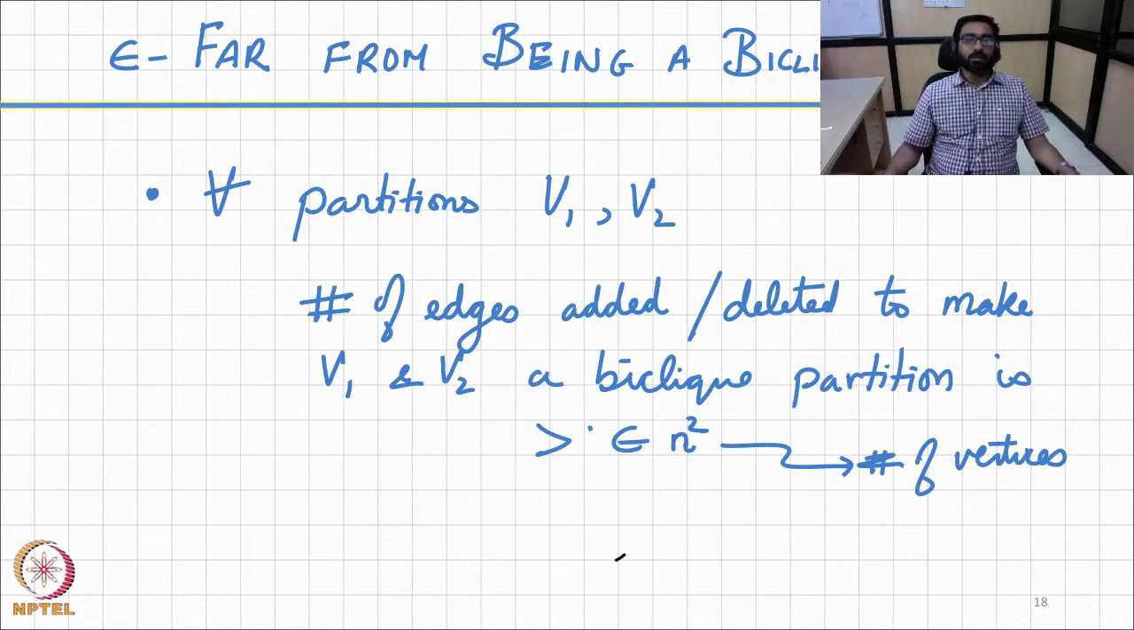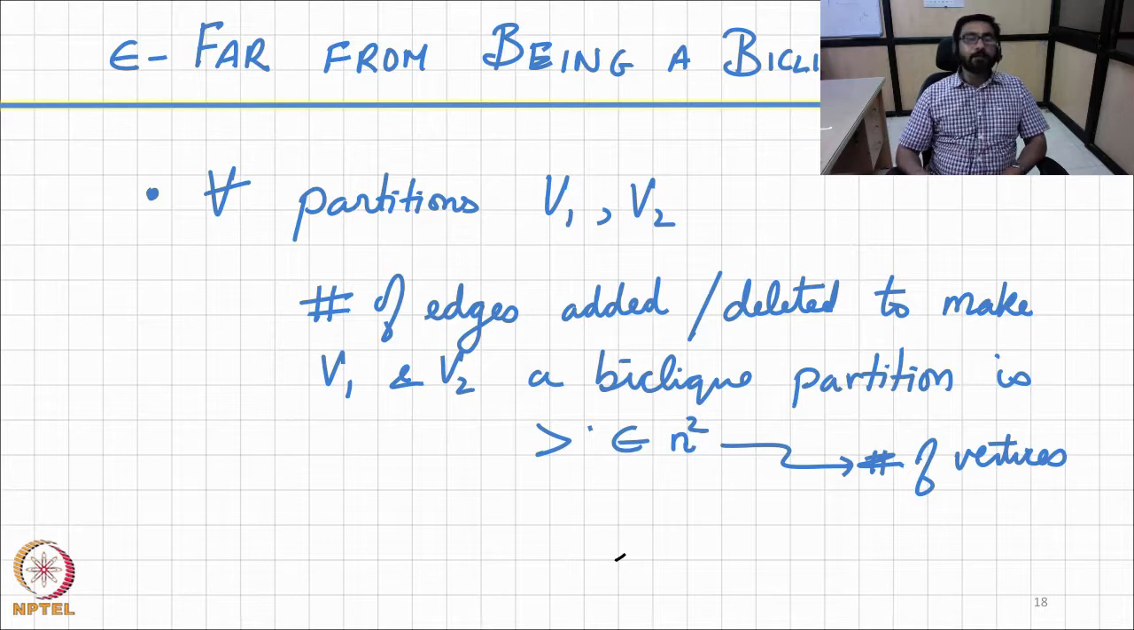n squared. Sometimes we may need to add a few edges because these could be edges in V1 cross V2 that are missing, or some spurious edges lying between two vertices in V1 or between two vertices in V2 need to be deleted. And we need to make epsilon n squared such modifications before we arrive at a partition V1 and V2 such that this partition leads to a biclique partition.